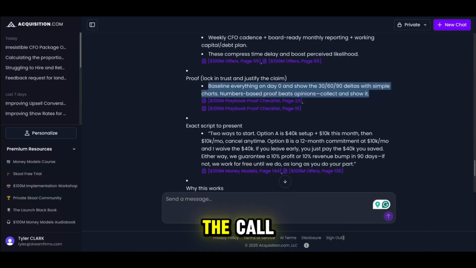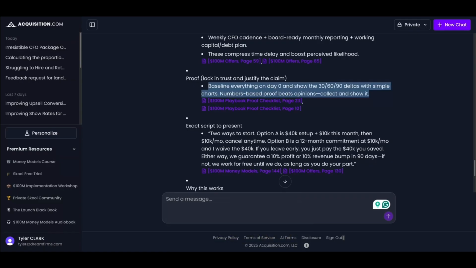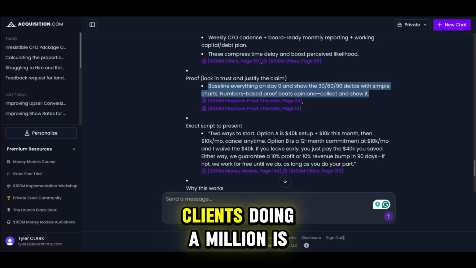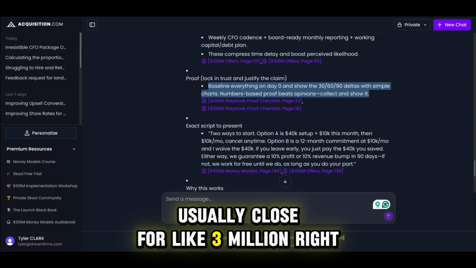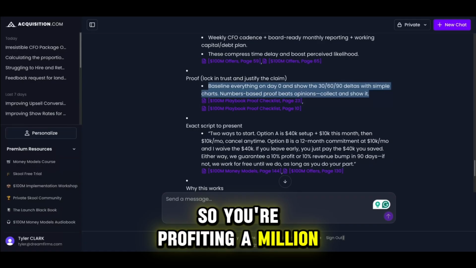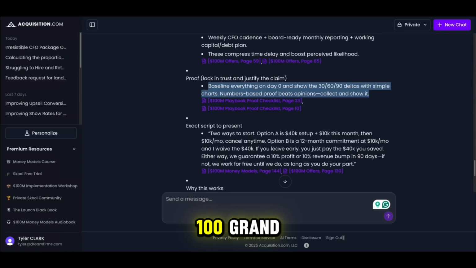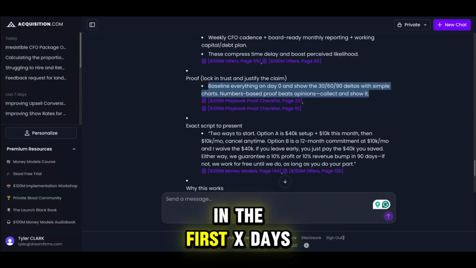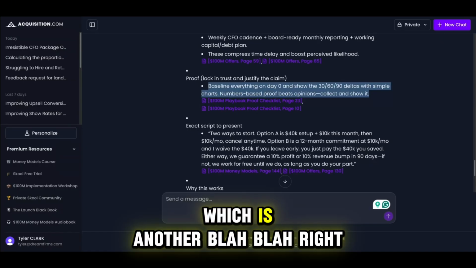When you essentially booked the call, a 10% profit bump for you equates to, and again, if you're selling fractional CFO, you're usually not talking to clients doing less than $1 million, that's the bare minimum, but it's usually closer to like 3 million. So you're profiting $1 million. Okay, cool. Well, a 10% bump on that is $100,000. That's the minimum we're going to be able to do in the first X days. And that's not even including if we did another 10% bump on top of that, which is another blah, blah, blah.